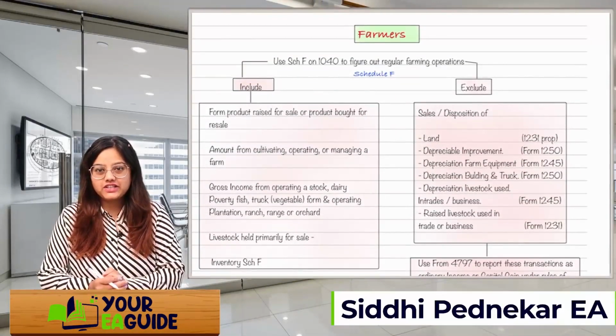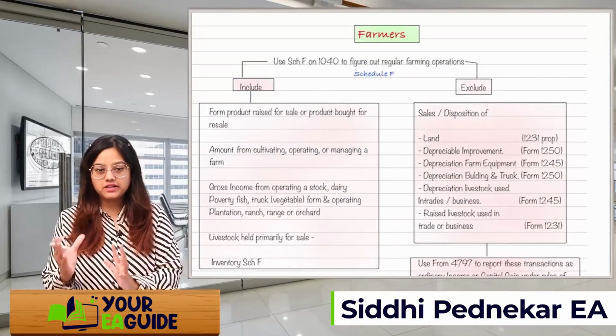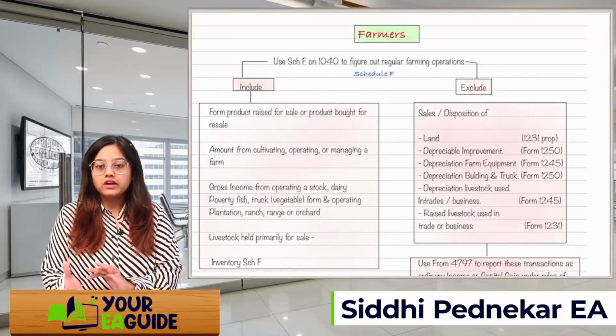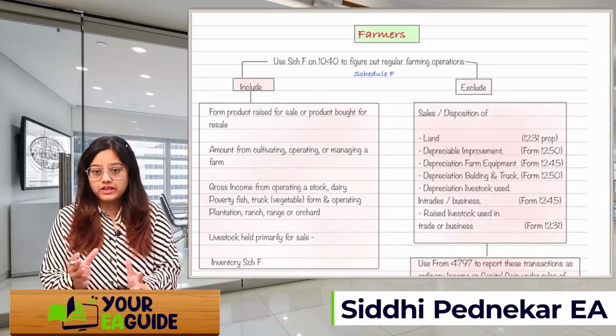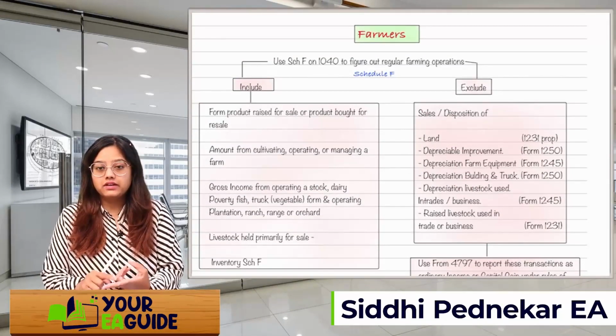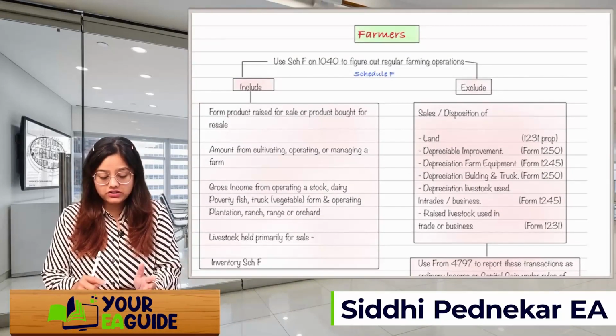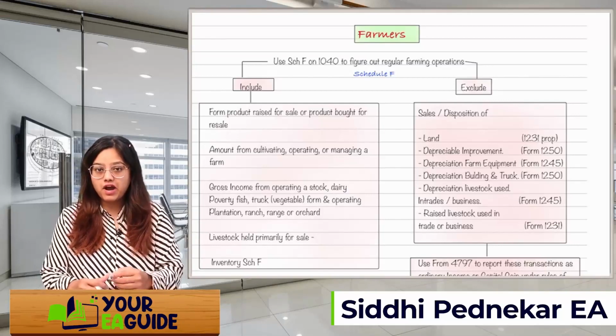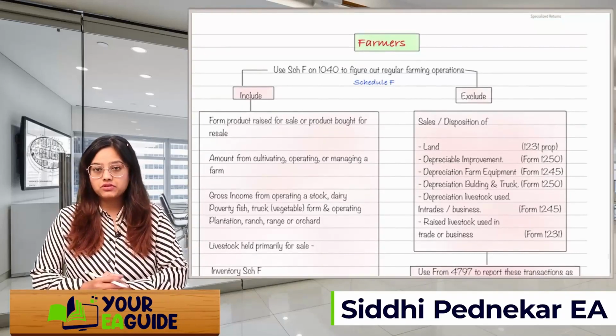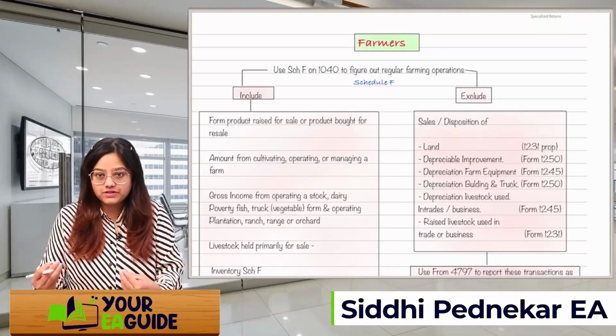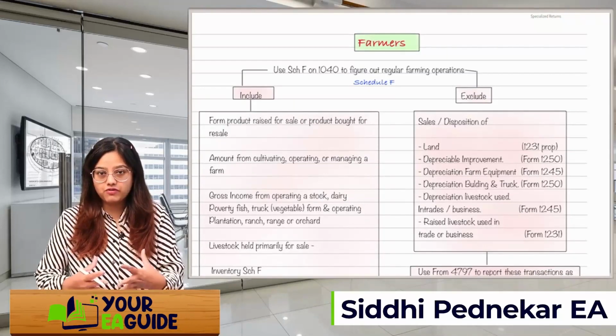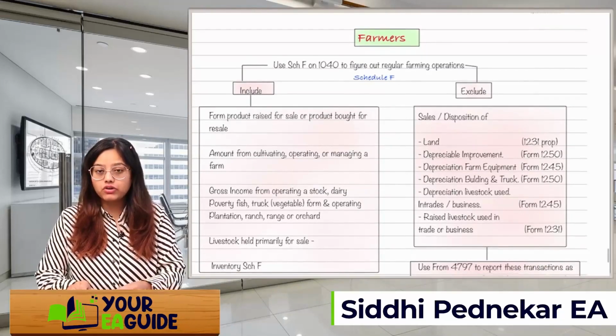Let's start with the next topic, that is farming income. In specialized returns, we have already learned about the estate returns and the decedent's final tax returns, right? So let's start with the next topic, that is farmers. In farming income, if you are a farmer or if your client is a farmer and earning some income from a farming business, then we are going to use Schedule F on your 1040 form.